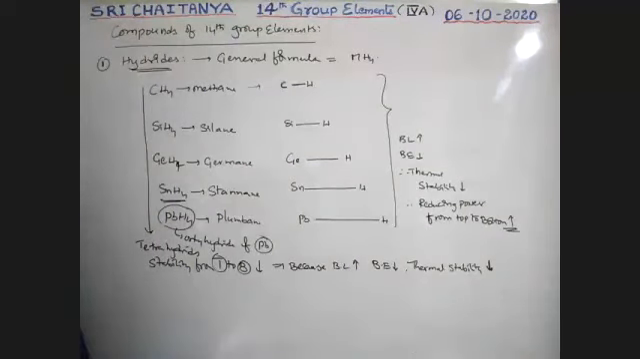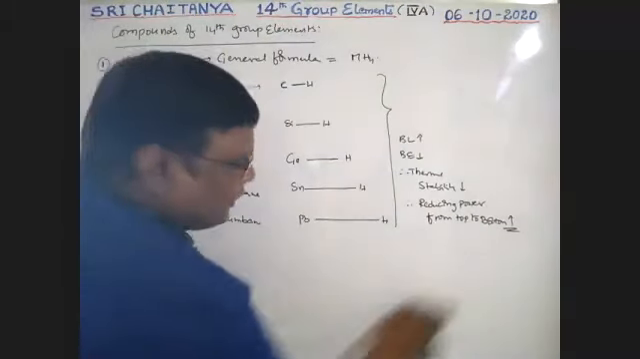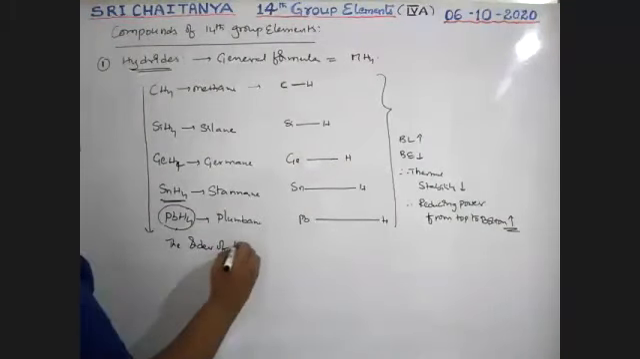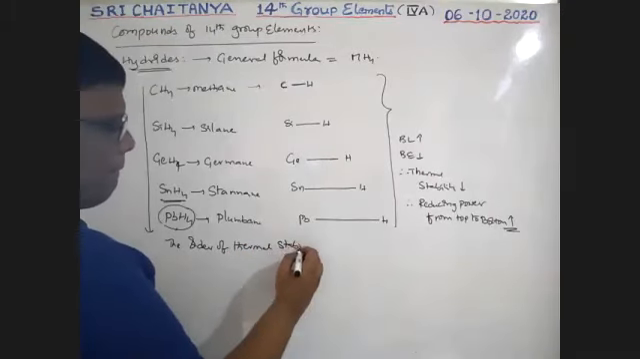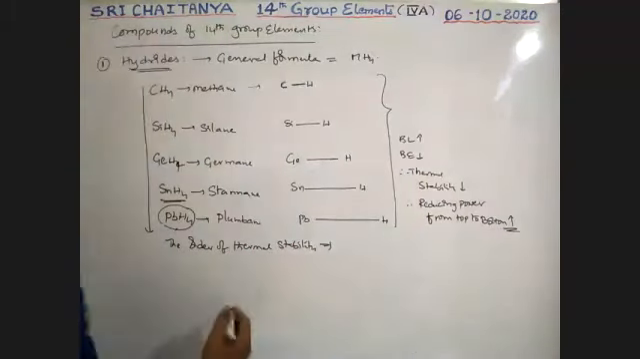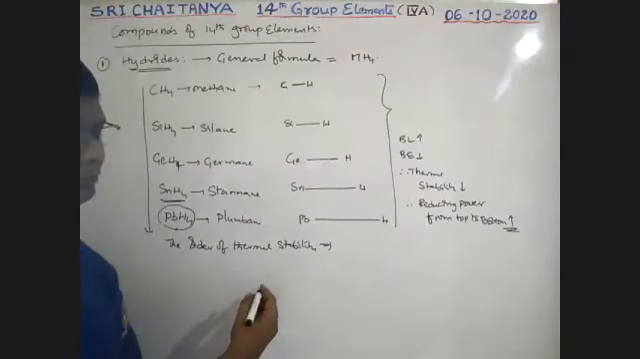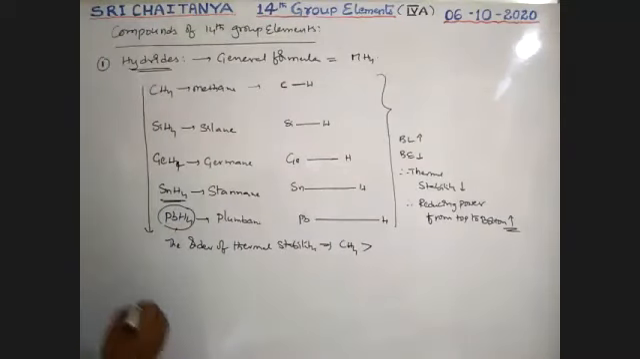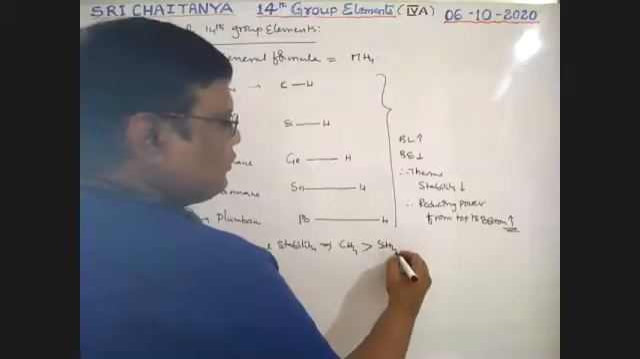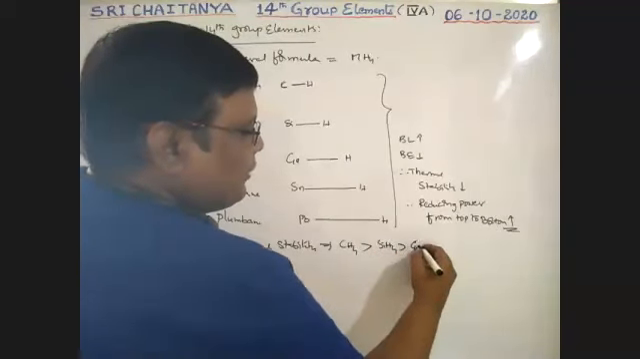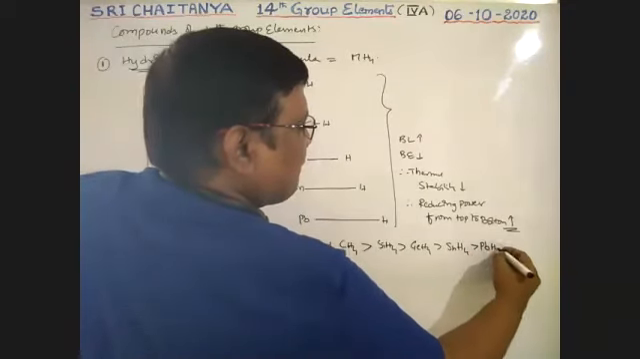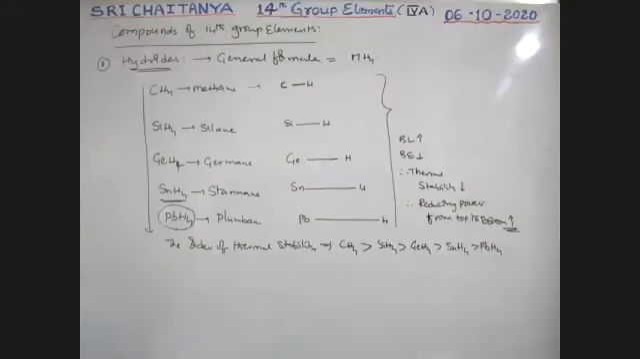So now, the order of thermal stability. The order of thermal stability is CH4 > SiH4 > GeH4 > SnH4 > PbH4. Carbon, silicon, germanium, tin, lead. This is the order of thermal stability, boys.